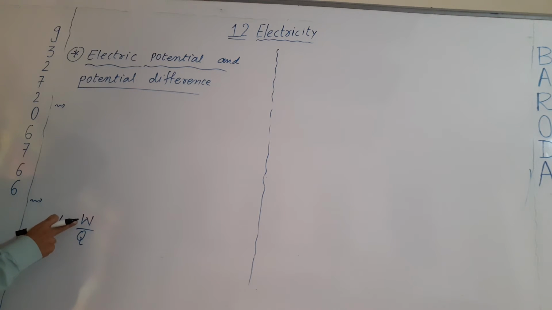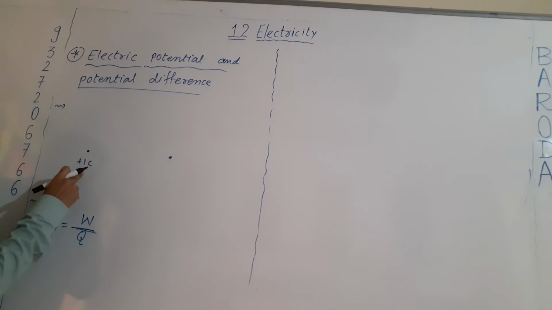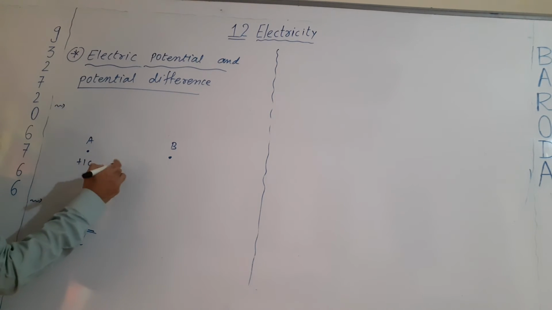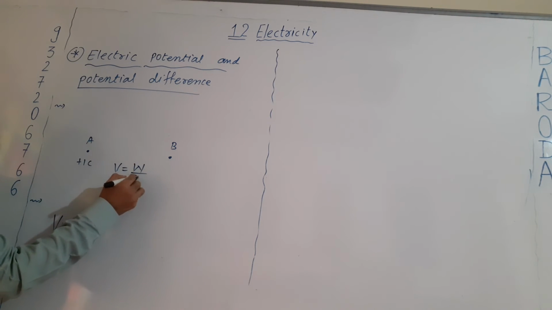So from this formula we can write the definition of potential difference. Work done per unit positive charge. Here electric charge is in the denominator, so we will take it as unit. So work done per unit positive charge to take it from one point to another point is called potential difference between these 2 points.